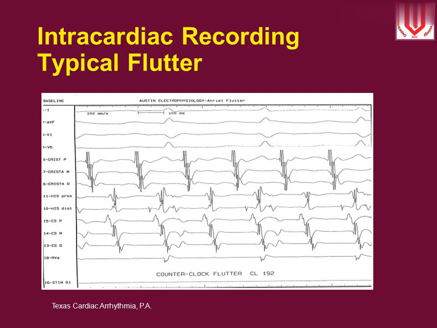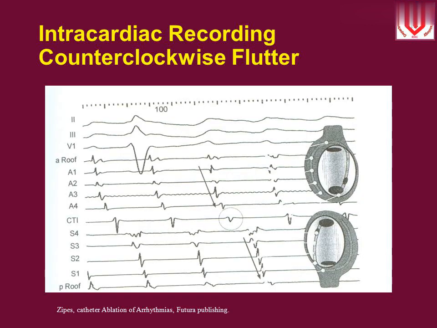Intracardiac recording, typical flutter. This slide contains an intracardiac recording of counterclockwise flutter. In counterclockwise flutter, the Crista catheter is draped around the lateral RA with the proximal catheter superior and the distal catheter inferior. As you can see from the activation sequence, the high crista is activated first, then the low crista, then the CS proximal, and then the His.